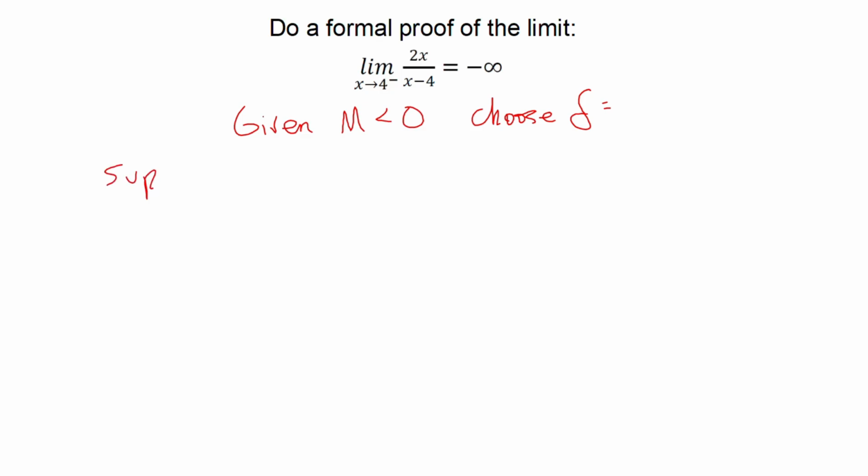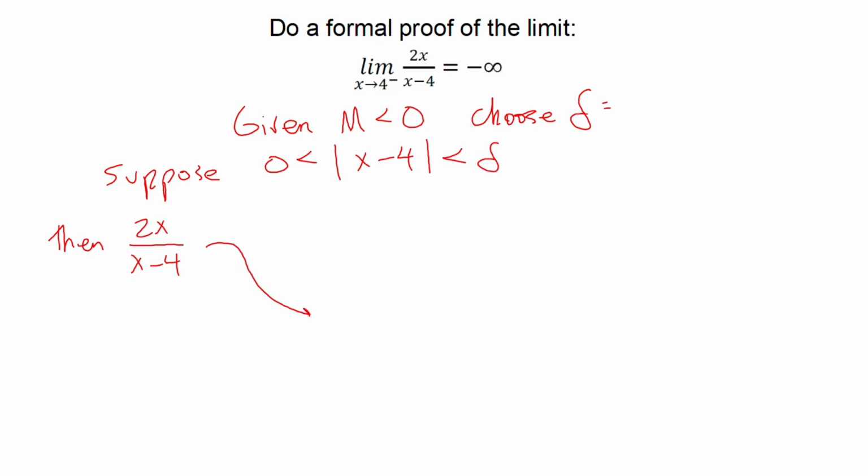Now our suppose statement goes back to that delta tolerance. So suppose 0 is less than the absolute value of x minus 4, which is less than delta. Then, now instead of it being the absolute value of f of x minus our limit, since our limit is non-existent, it's negative infinity, it's just the function itself needs to eventually be less than M. We would have a greater than M in the end if we were equaling infinity. But we're equaling negative infinity, so it just needs to be a less than M.